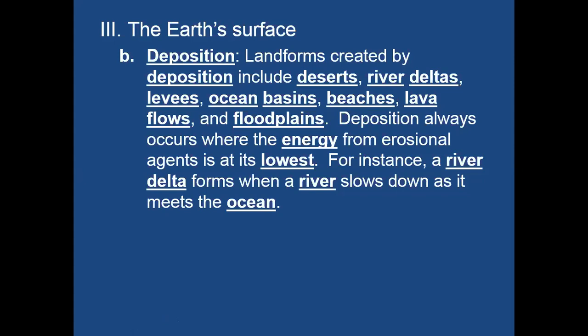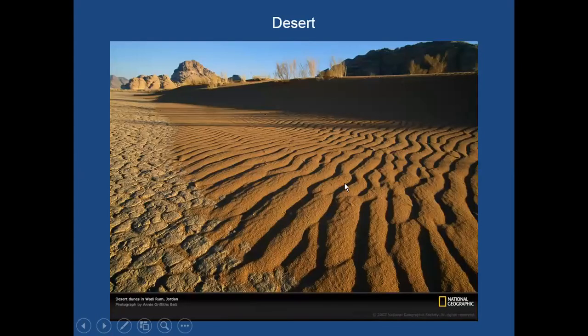A river will move quickly from its headwaters, and then as it flows down onto more flat land, it will begin to slow down, okay? And then it'll become extremely slow as it meets the ocean, so it's going to deposit a lot of sediment there. The same thing is true of glaciers. As they move, they're going to deposit some sediment and they'll leave it behind at the lowest point of energy.